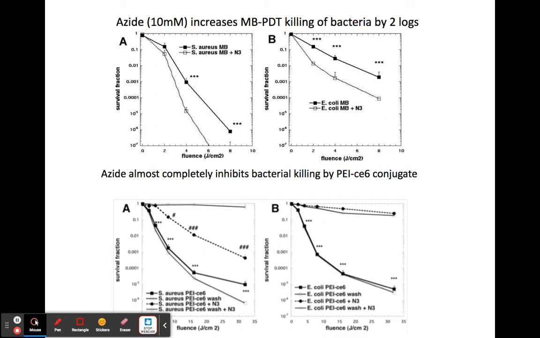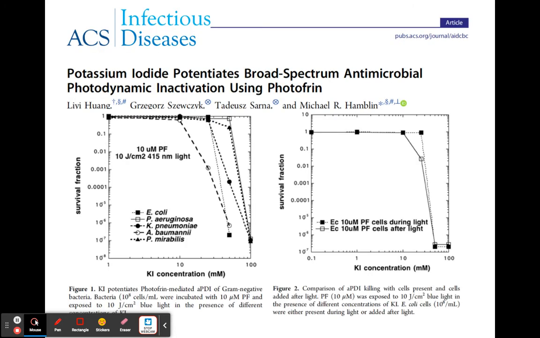But when you used a photosensitizer that works exclusively by singlet oxygen, this PIC6 conjugate, azide almost completely inhibited the killing. So methylene blue works by type 1 and type 2, and remember that type 1 is radicals, so the hypothesis was that we got azide radicals from type 1, an electron transfer, and these azide radicals could kill the bacteria. So this gave us an idea that we could make other radicals from inorganic salts, for instance, iodide radicals from potassium iodide.